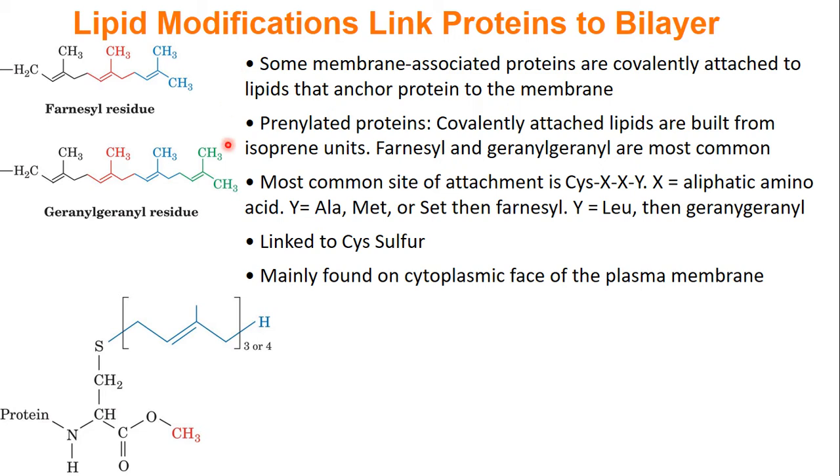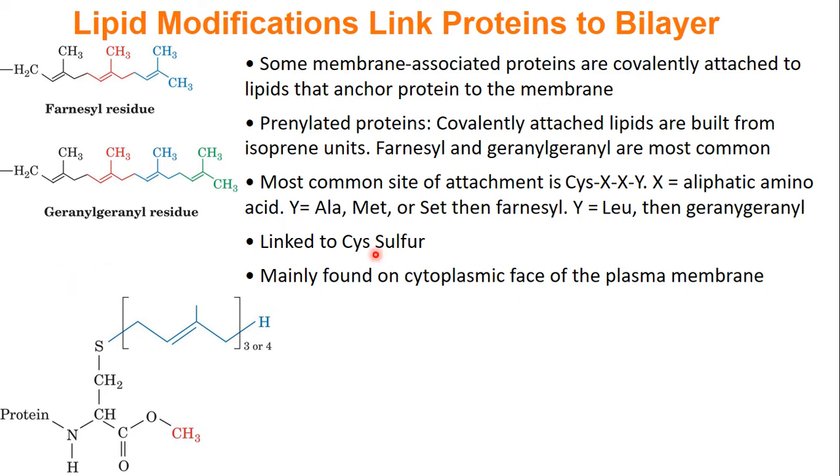So one type are proteins that are called prenylated. These are covalently attached to lipids that are built from isoprene units. The two common types are farnesyl and geranyl lipids. So you can see the isoprenyl, if you remember that from a couple videos ago. You might want to review and see what that looks like. But you can see it's just a repeating unit over and over and over again.